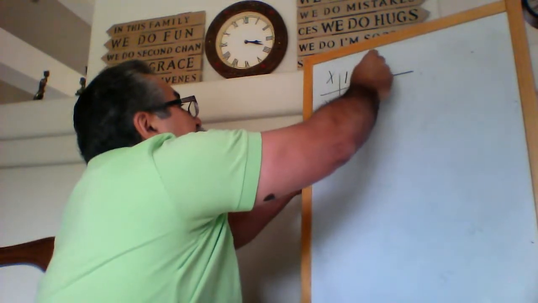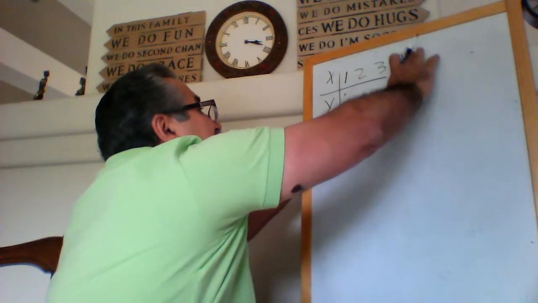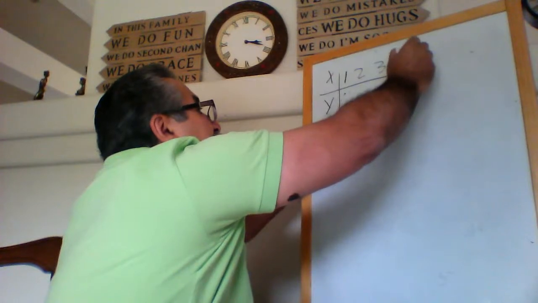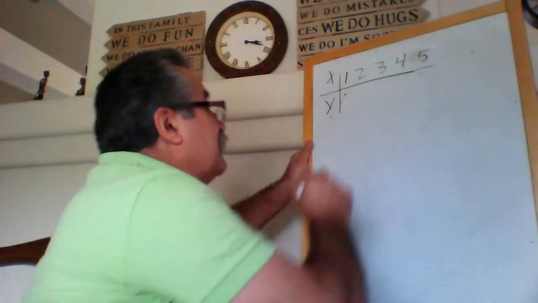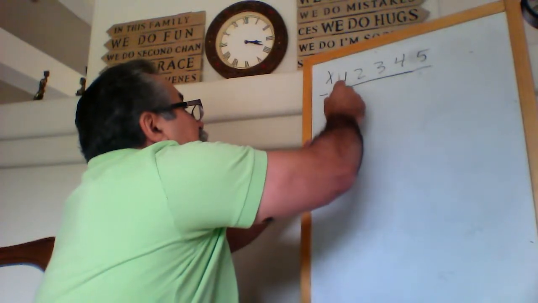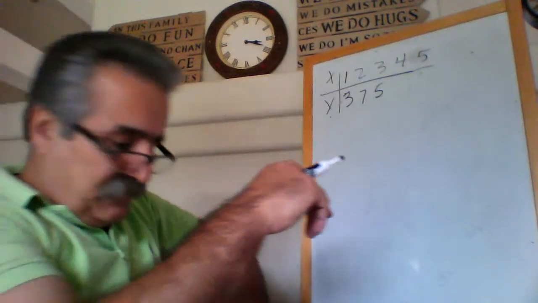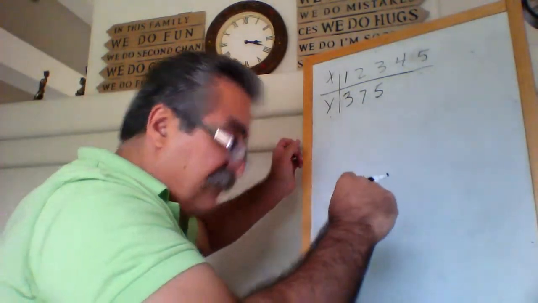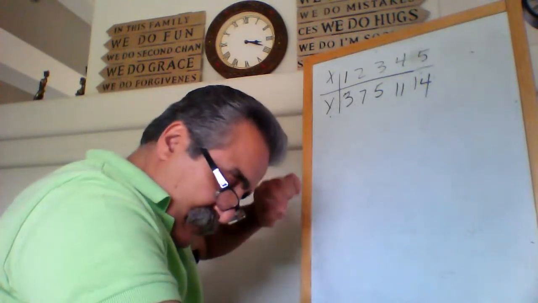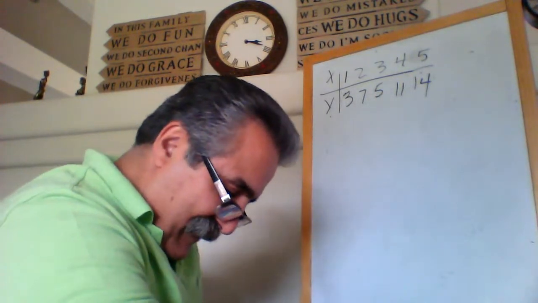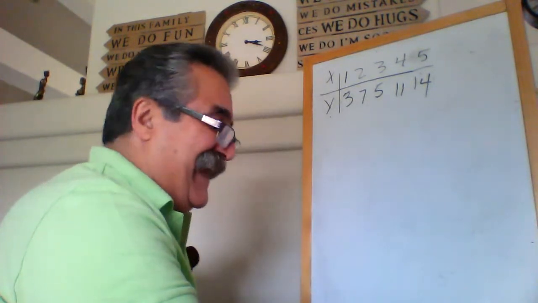One, 2, 3, 4, and 5. Then we have 3, 7, 5, 7, 5, 11, 14, 11 and 14. Part A, develop a scatter diagram for these data.